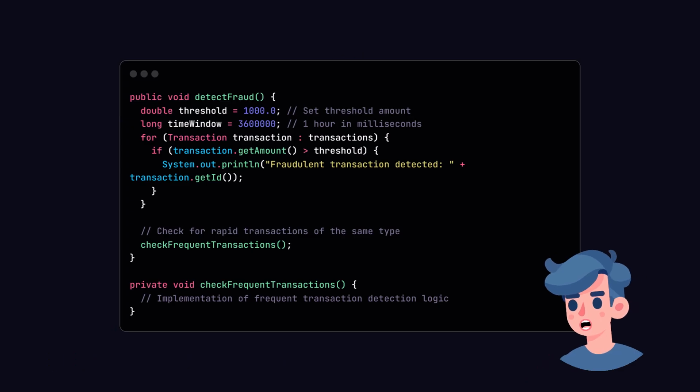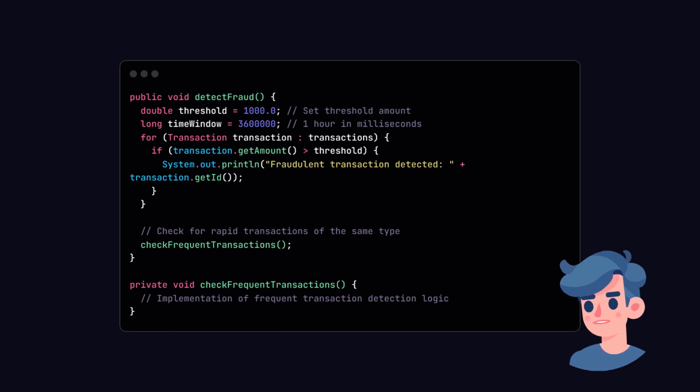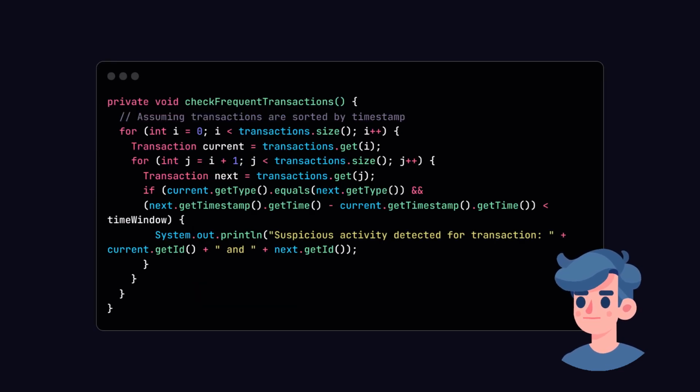We will now modify our detect fraud method to include a check for transaction types. For instance, we may want to flag multiple credit transactions within a short time frame as suspicious. Let's implement this logic. In the updated detect fraud method, we've added a placeholder for checking frequent transactions. Now let's implement the check frequent transactions method to identify rapid transactions of the same type.